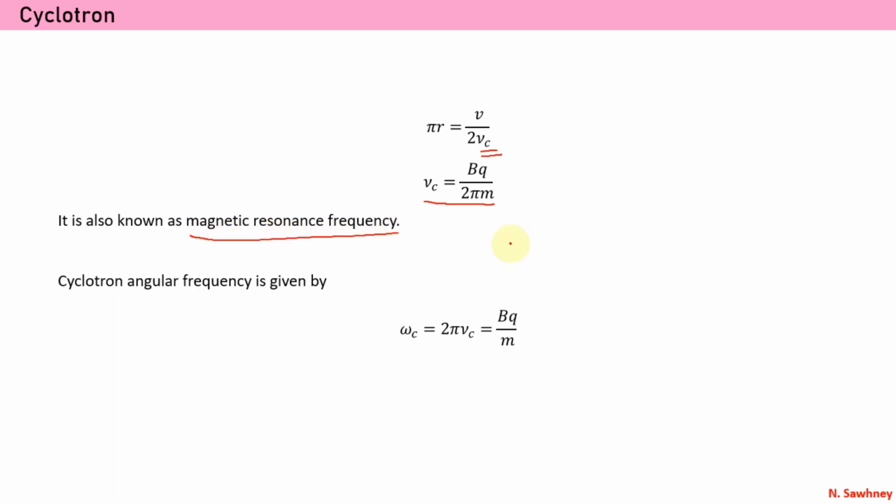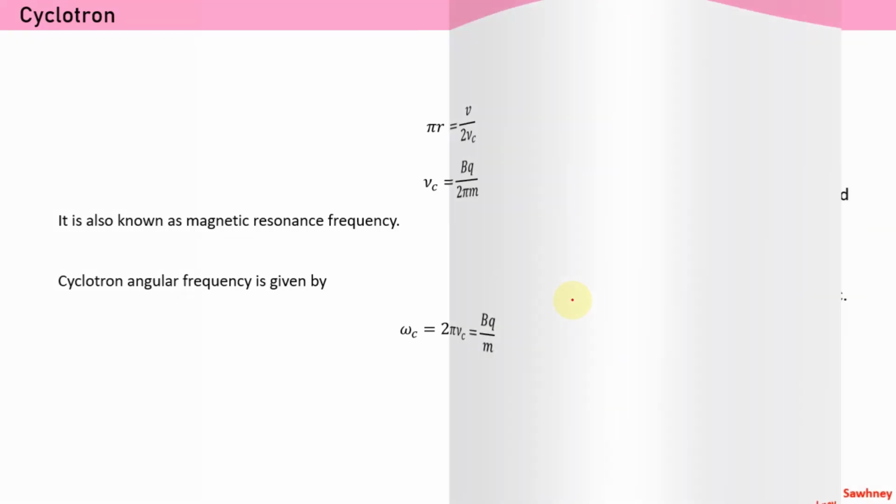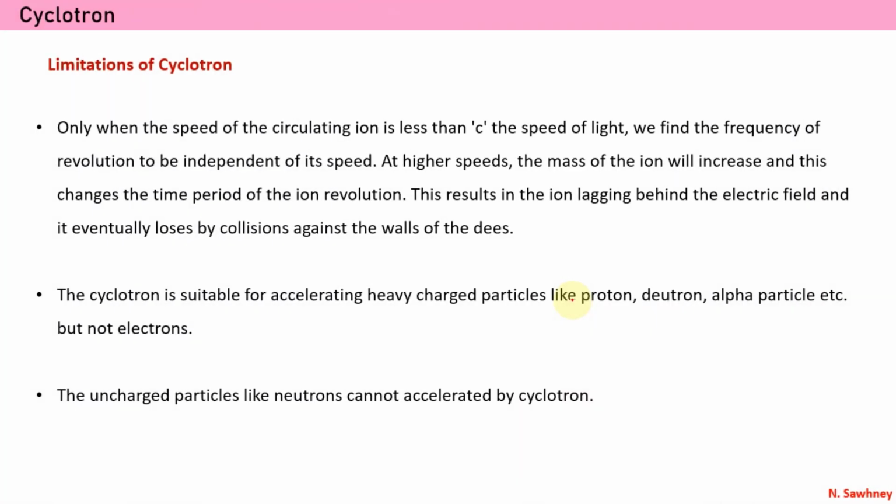Cyclotron angular frequency is given by omega c is equal to bq upon m. Now there are a few limitations of the cyclotron also. Only when the speed of the circulating ion is less than the speed of light is the frequency of revolution independent of its speed.